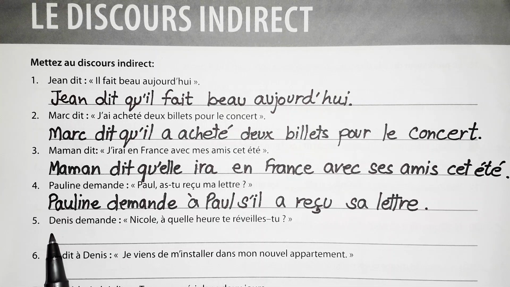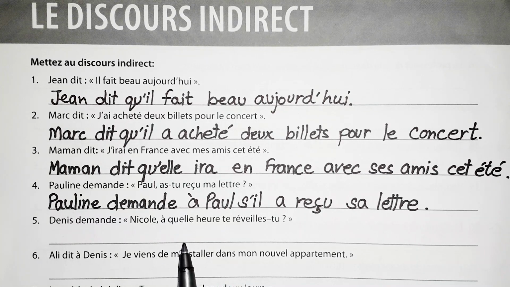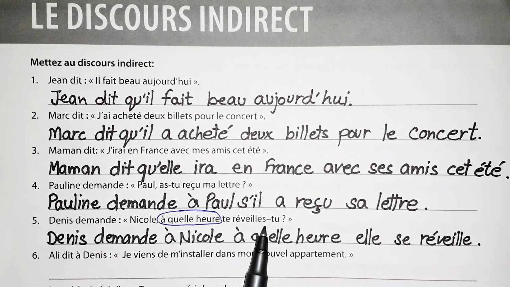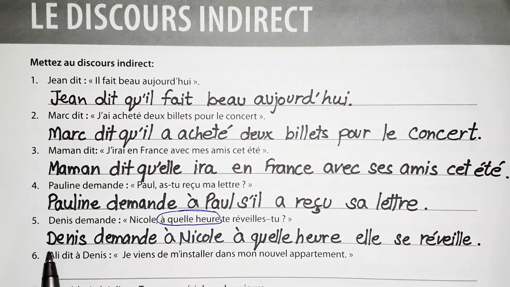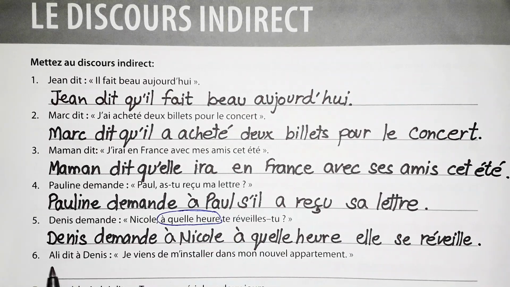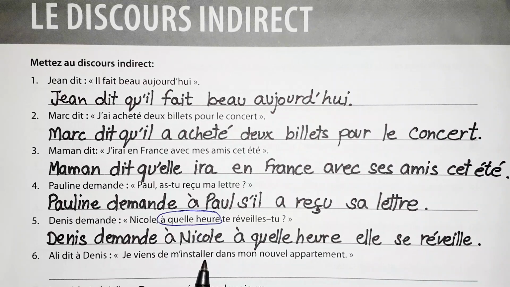Now the next sentence is Denis demande, Nicole, à quelle heure te réveilles-tu? Questions that start with quand, pourquoi, où, comment, combien, quel. The given question word itself is retained to introduce the reported question. Denis demande, Nicole, à quelle heure te réveilles-tu? Denis is asking, Nicole, at what time do you wake up? Now after changing it, it is like Denis demande à Nicole à quelle heure elle se réveille. That means Denis is asking Nicole at what time she wakes up.